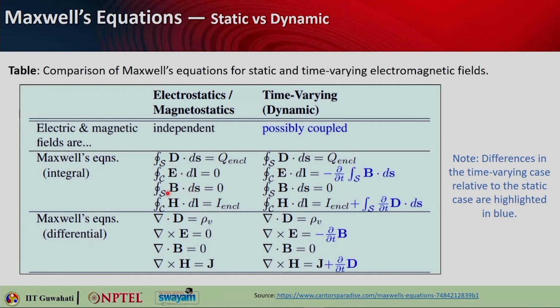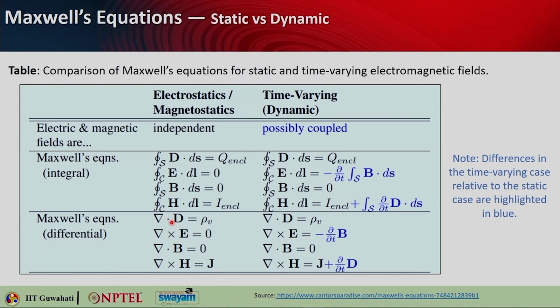Similarly, the third equation remains unchanged, that we have already discussed. But the fourth equation again, the magnetic field lines are not only related to the current, but there is also a contribution coming from the displacement current density. So the modifications shown in blue are the modifications that have taken place in the dynamic case. In the differential form, this is how the equations look.